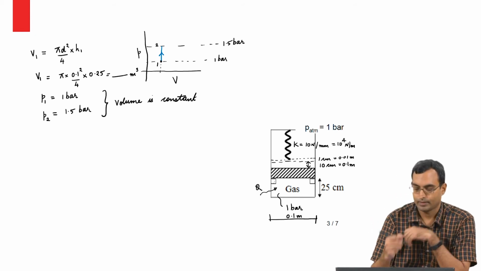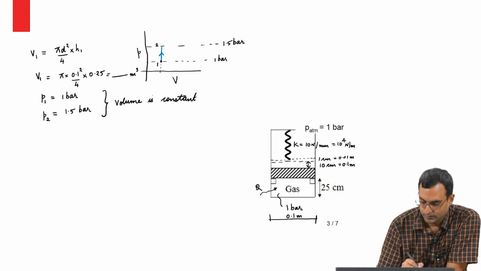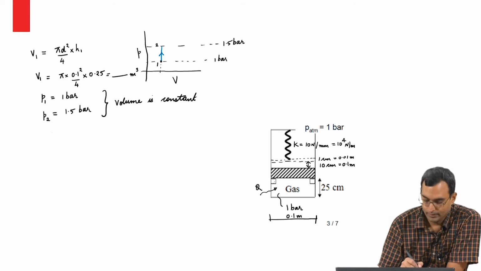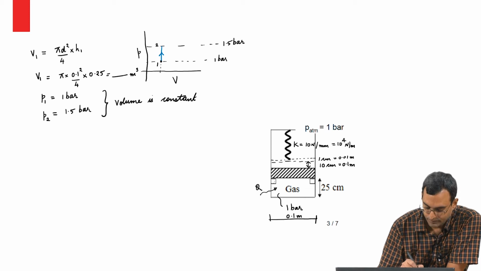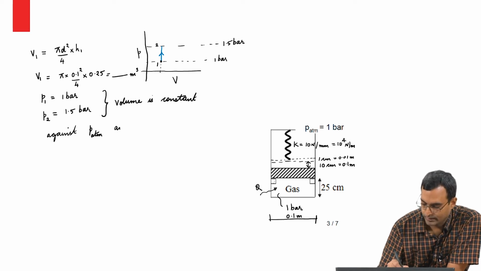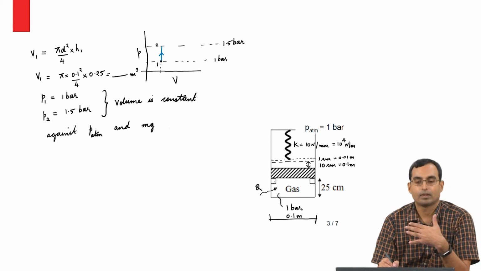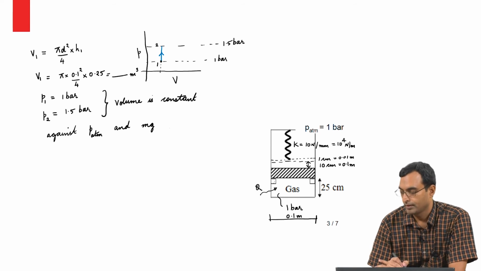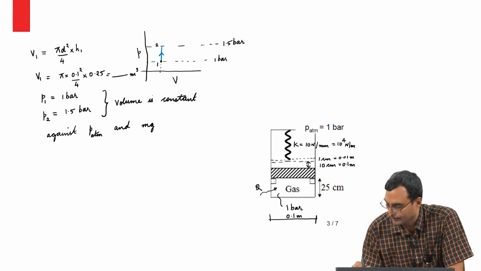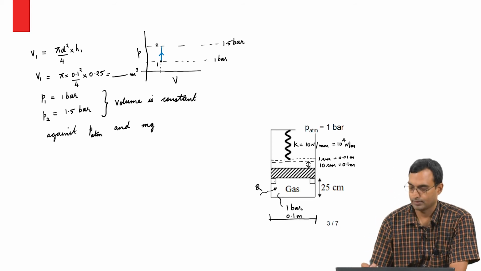So, what we see is once the piston starts to move, it is going to move against the atmospheric pressure, which is constant, and against the weight of the piston, which is also constant. So, the piston is going to move at constant pressure until it reaches this point, which corresponds to 10 centimeters.